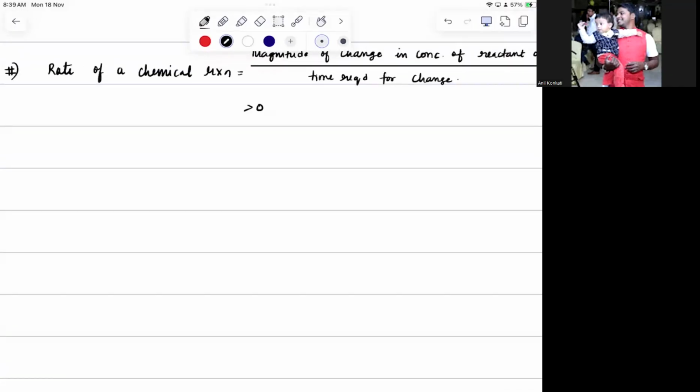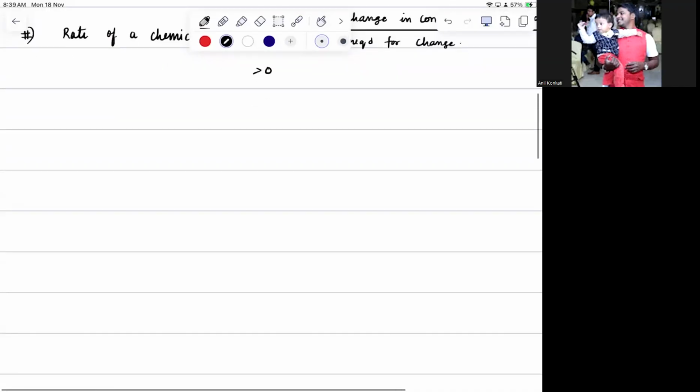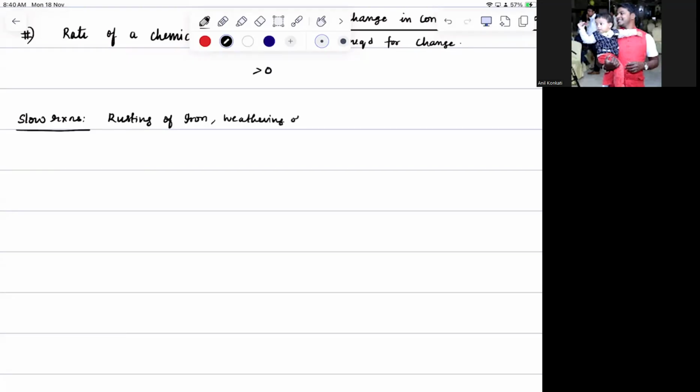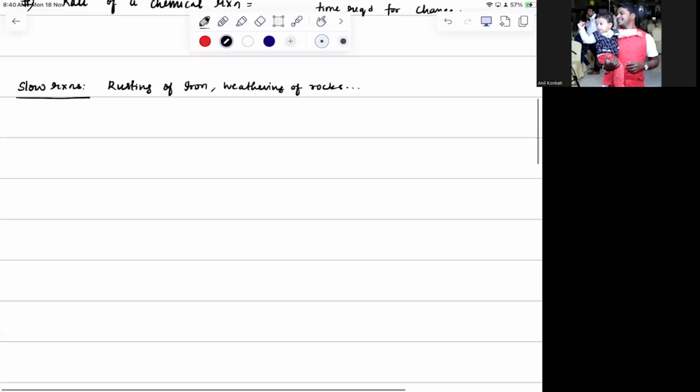Generally, we can categorize chemical reactions into three kinds. One is very slow reactions, then fast reactions, and then moderate reactions. Like rusting of iron, or weathering of rocks. So this is a very, very slow process.